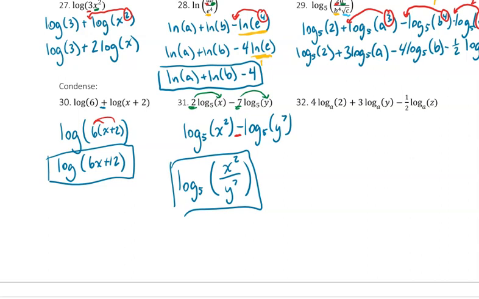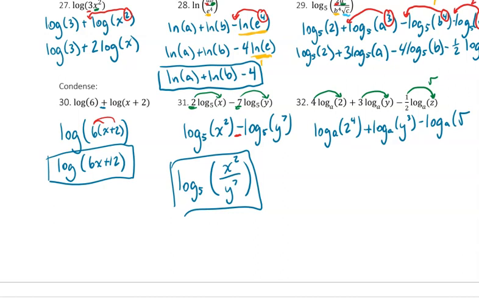All right, one more. Again, start off with any exponents. And again, for that last one, since it's 1/2, when we put it in, we can actually write it as square root. All right, so it's going to be log base a of 2 to the 4th plus log base a of y to the 3rd minus log base a of the square root of z.